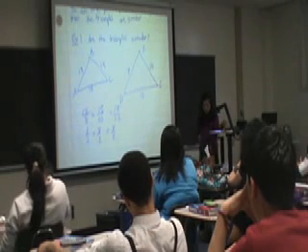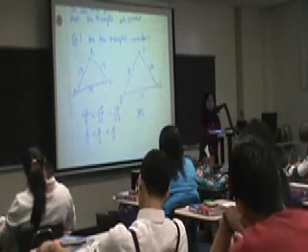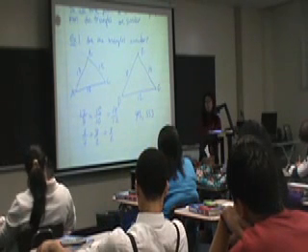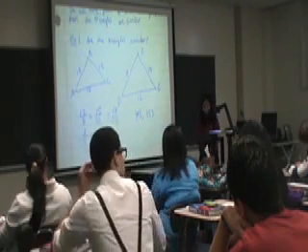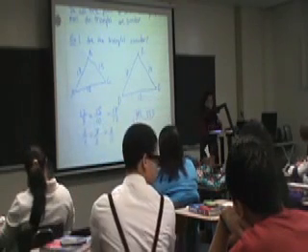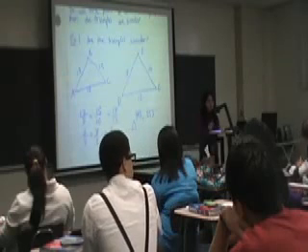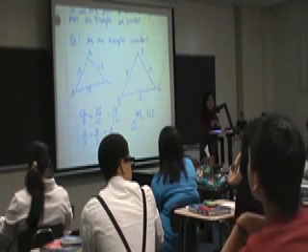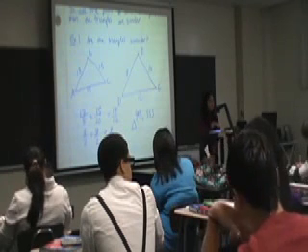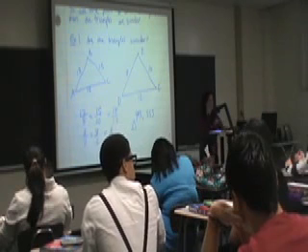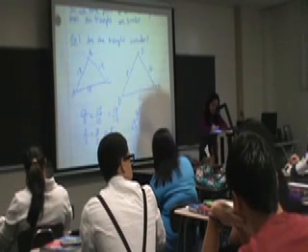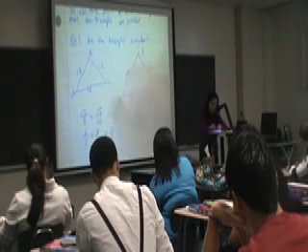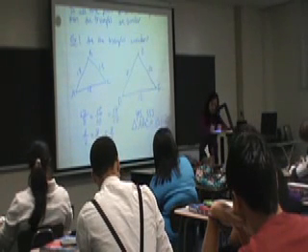So yes, they're similar by side, side, side. Now, they might ask you for a similarity statement with the squiggle. Can someone else tell us what the similarity statement would be? Yes, Josh? ABC is similar to what? D, E, F? No, D, F, E.